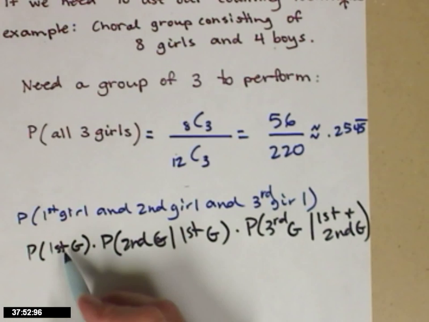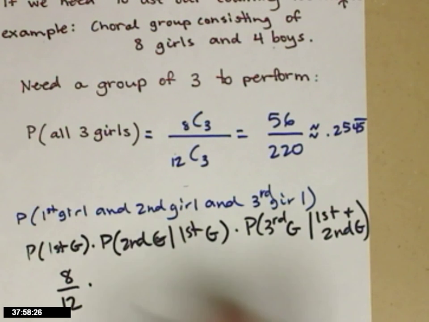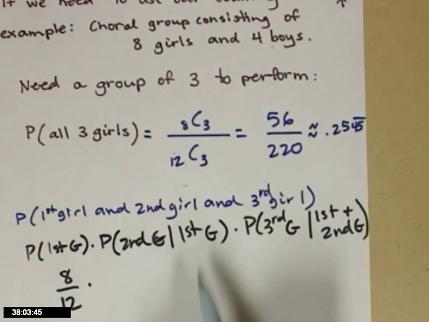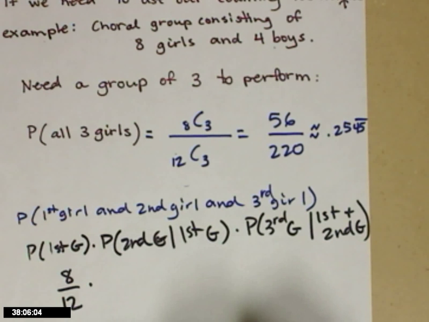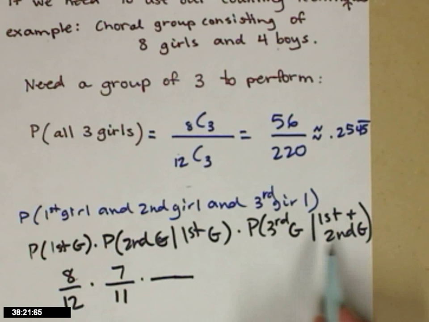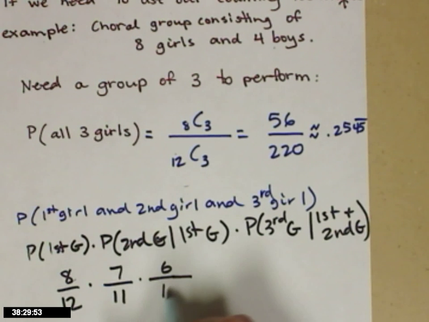Okay, here we go. Probability that the first one is a girl. Well, there are 8 girls and 12 students. Okay, so now what's the probability the second one we pick is a girl, given the first is a girl? So now I only have 11 students to choose from, right? Because one of them's already in the van. And of those 11 remaining, only 7 are girls, because the one in the van is a girl. So I no longer have 8 girls to choose from, just 7. Okay. And then likewise, it's probably the third is a girl, given that the first and second are girls. So I only have 6 more girls left and only 10 more students altogether.